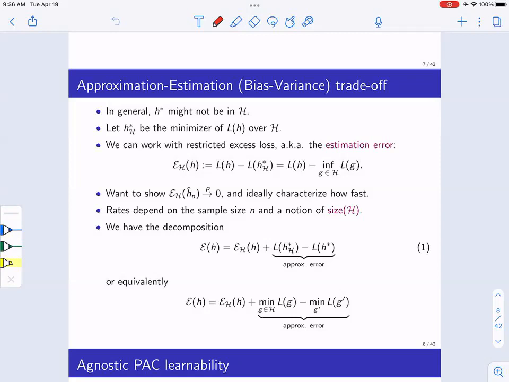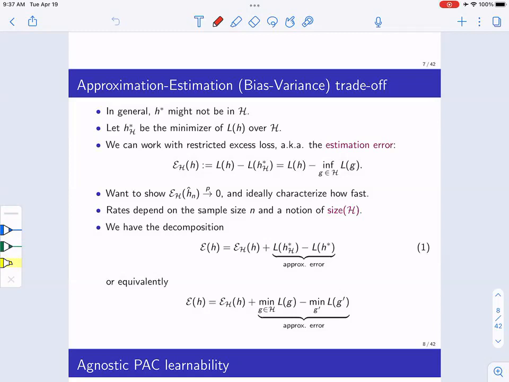And then there's this decomposition of the excess risk, in terms of the restricted excess risk plus the approximation error, which is the difference of the loss of the function in the class versus the global optimum. So this is how well the best in class can approximate the best overall. We leave this term aside for now. We just analyze the first term.